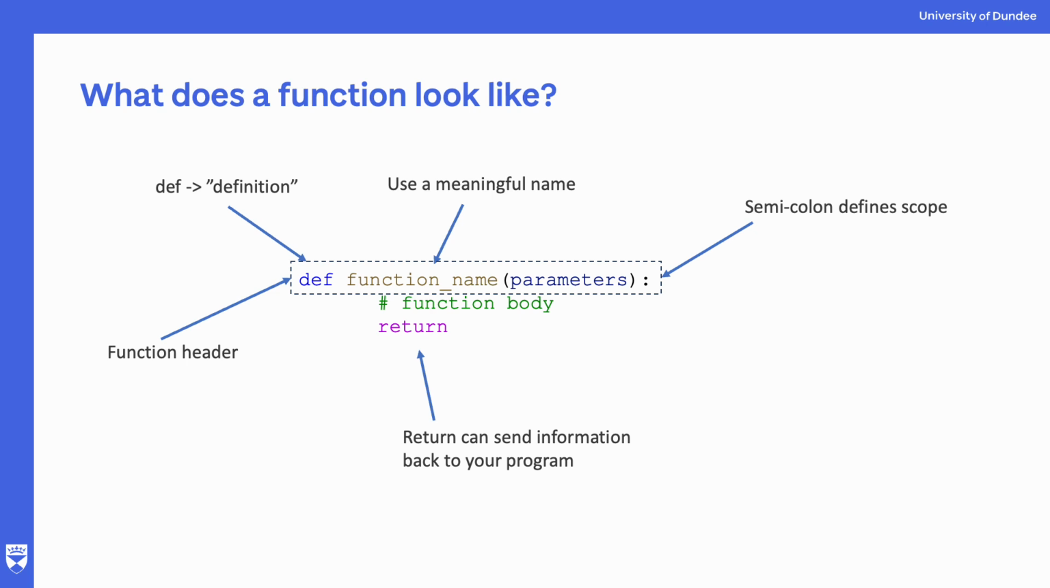And all of that section in the top row is the function header. So if you hear someone reference the function header, they mean the definition of the function name and the parameters within it, with that semicolon to specify that everything within is within the scope of that function header.